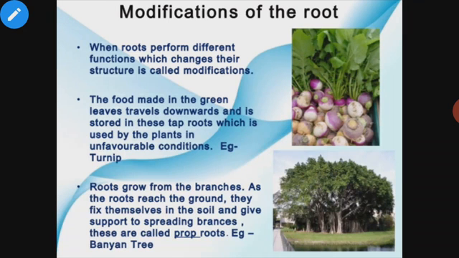The food made in the green leaves travels downwards and is stored in these tap roots, which is used by the plant in unfavorable conditions, those conditions during which the plant cannot prepare its food. For example, turnip, carrot, radish, etc.